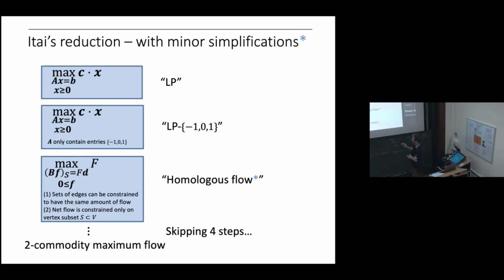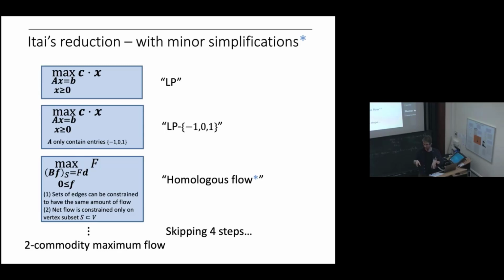So what is homologous flow? You should think of it as a single commodity flow problem. So like maximum flow, or almost, but with a couple of extra things that you can do. In particular, you can take any set of edges and you can say these edges must all have the same amount of flow on them.